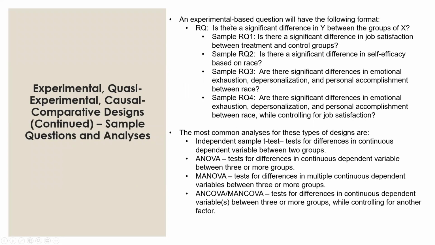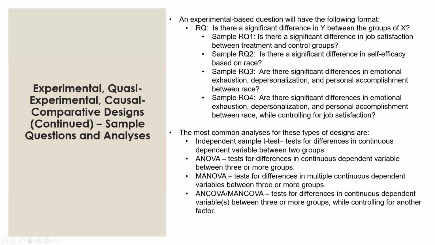So an experimental-based question has the following format. Is there a significant difference in Y between the groups of X? So a little bit different than before. The key difference is we have the word difference here as opposed to predict or correlate. And you typically list your dependent variable first, followed by your grouping variable or your independent variable.